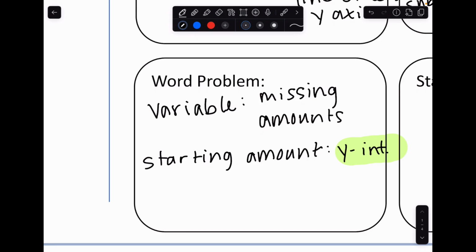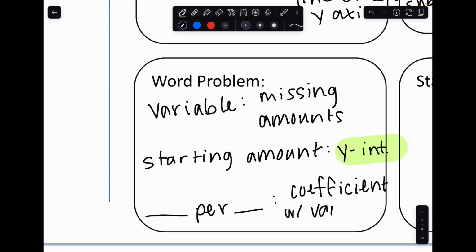All right, now if you ever see the word per, so if we say something per something, this shows that we're going to have a coefficient, which remember, a coefficient is our number connected to our variable, our coefficient with a variable. Okay, so no longer is it just going to be x or just going to be y. This is going to have a coefficient with it, or a number with it.